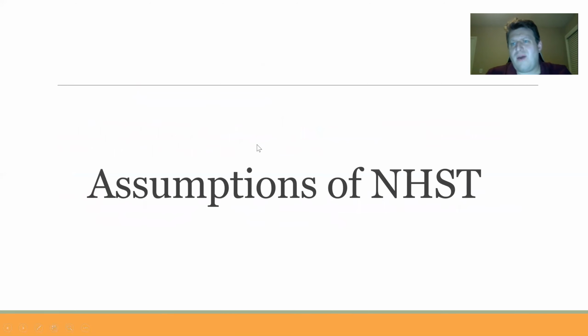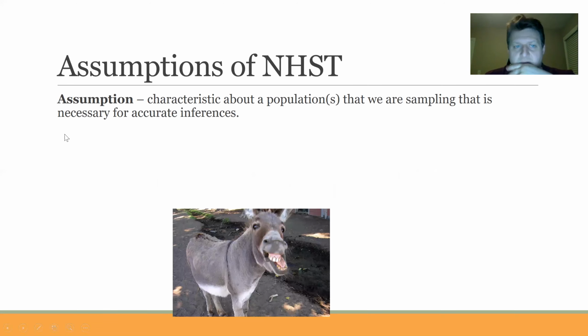Now I want to talk about some assumptions of the test that we're doing. All of the tests that we're going to talk about from here until the very end of class are called parametric tests. Parametric tests have specific assumptions about them. If those assumptions are met, the test works perfectly fine and we are very confident in the conclusions of our test. But if those assumptions are not met, we have to be cautious about the interpretations of our test. So what are assumptions? Assumptions are characteristics about a population that we are sampling that are necessary for accurate inferences. So these are characteristics of the population that we are inferring are true.